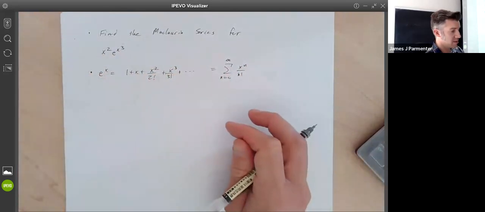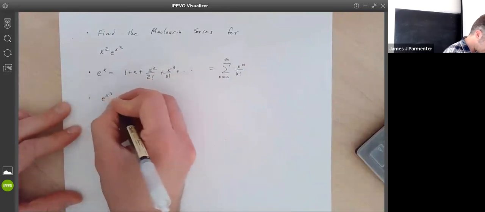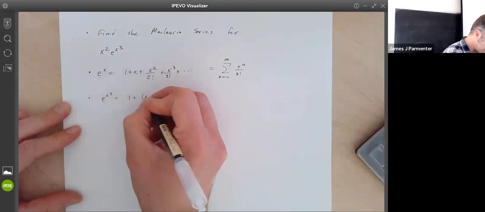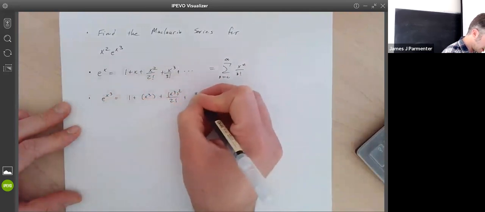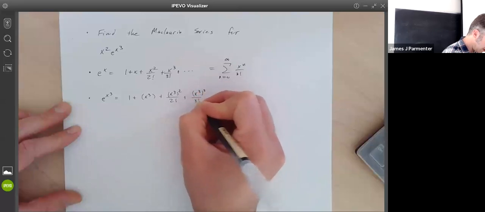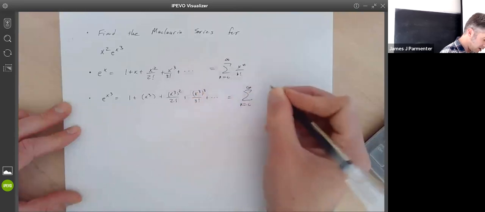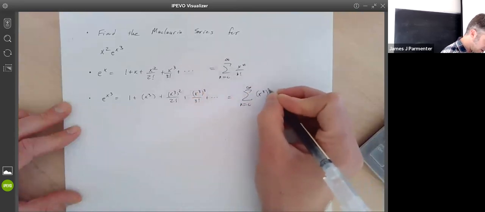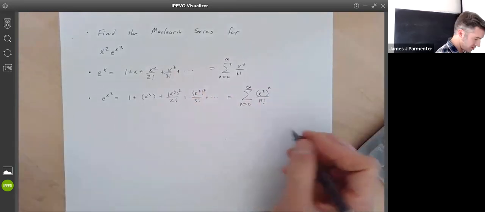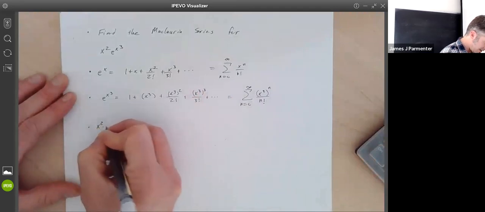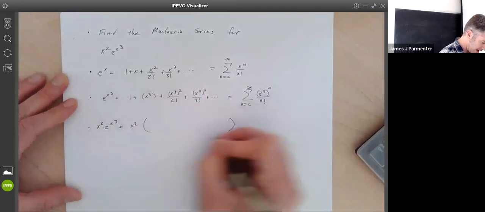And then we're going to do two things. We're going to replace the x with an x cubed. So e to the x cubed is going to be 1 plus x cubed plus x cubed squared over 2 factorial plus x cubed cubed over 3 factorial, et cetera, which is going to be the sum from n equals 0 to infinity of x cubed to the n over n factorial. And then we're going to multiply it by x squared.